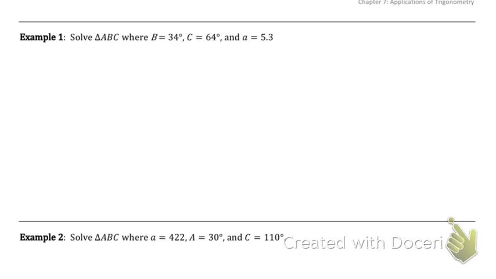We have to solve triangle ABC where B equals 34 degrees, C equals 64 degrees, and A equals 5.3. So I do have two angles and a side, which automatically means I can use the law of sines. My hint to you is always draw the triangle. It makes your life so much easier. And it does not need to be an accurate representation of your triangle. Almost every time you'll see in my class today and Monday and Tuesday, I draw the same triangle every single time, no matter what degrees they give me. And I'm going to go ahead and label this A, B, C.